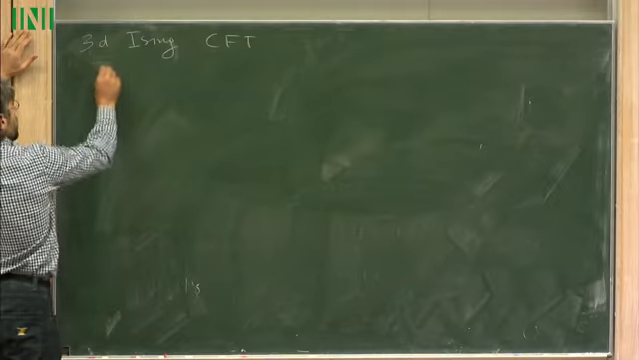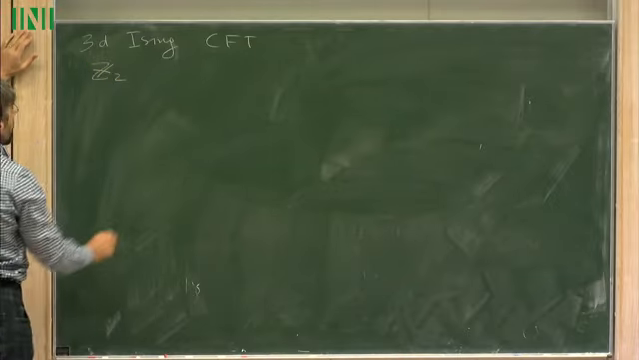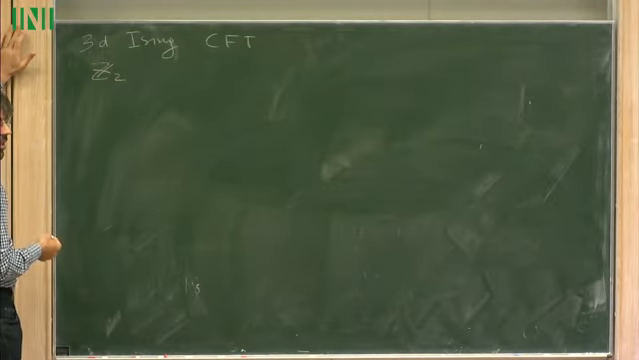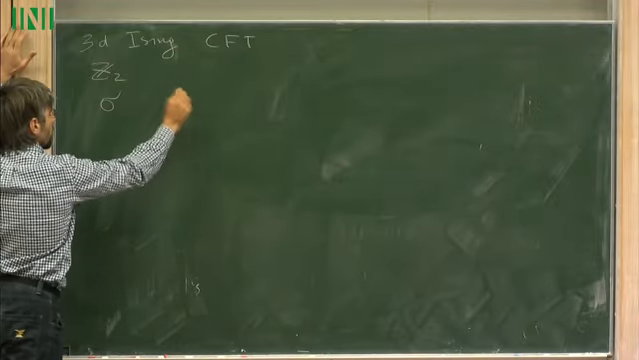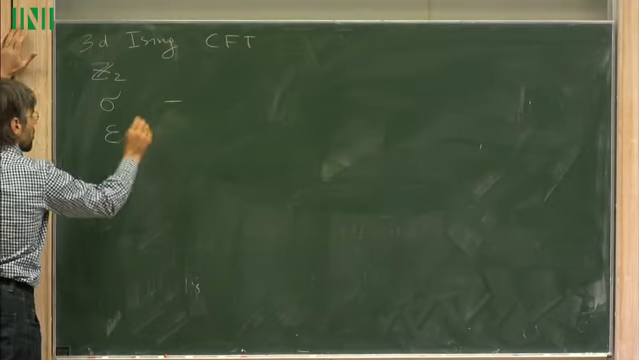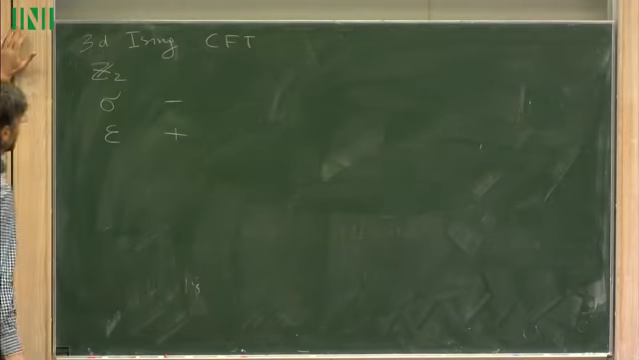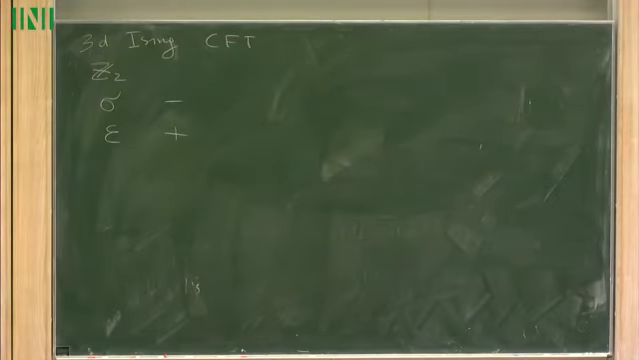So in the three-dimensional Ising model CFT, there is a Z2 symmetry, and there are two prominent scalar operators. There is one operator called sigma, which is Z2 odd, and there is one operator which is called epsilon, which is Z2 even. And these two operators are the only relevant operators of this theory.